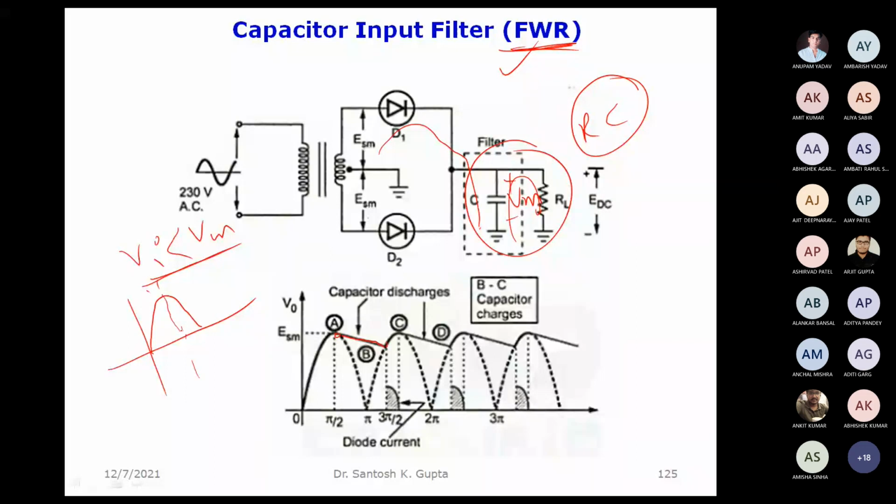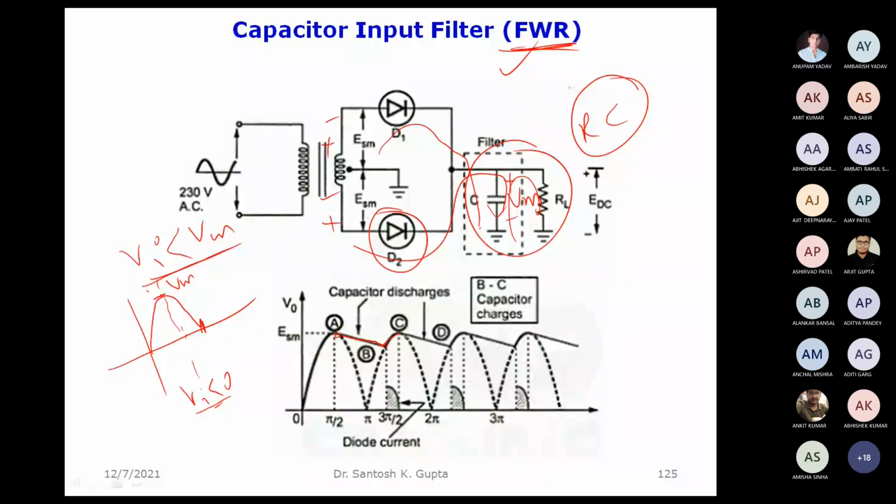After Bm, what we have seen is that the diodes D1 and D2 were both off, but as soon as our Vi is less than 0, the polarity reverses. So diode D2 will become on, and because of that, again the current will start flowing and charging the capacitor. So it again starts charging.